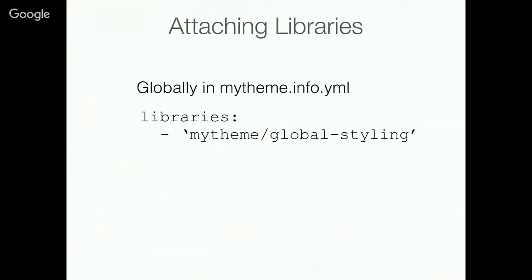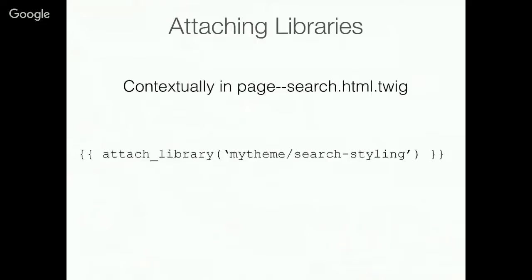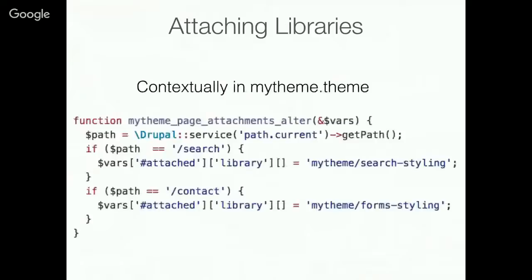So you can attach libraries either globally in your info file. You can tell Drupal, I want to load this library on every page where my theme is being used. Or you can attach libraries contextually. So in a template file, you can tell Drupal, I want to attach my search styling library like this. Or in your theme file, you can attach libraries either using an attachments alter function or using a preprocess function.